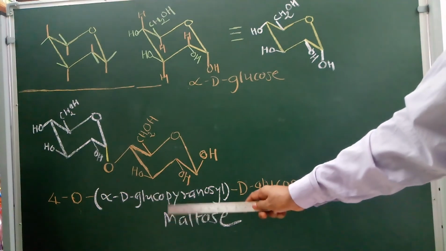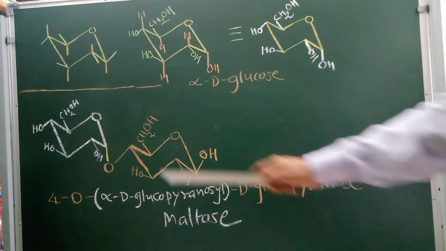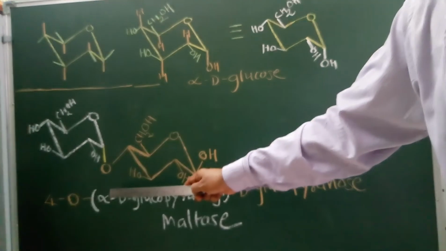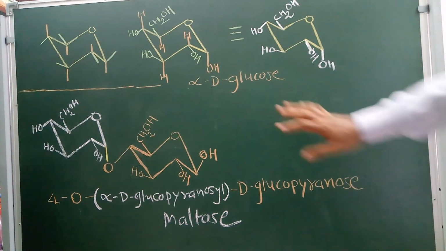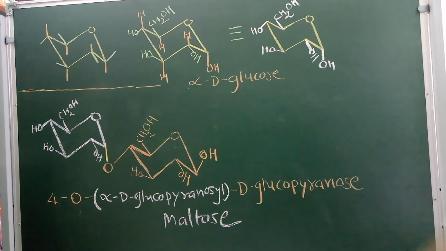Therefore, if they ask you to prove the structure, maltose is 4-O-alpha D-glucopyranosyl D-glucopyranose. So this is how we can understand the structure of maltose.